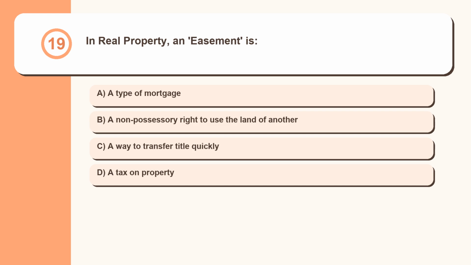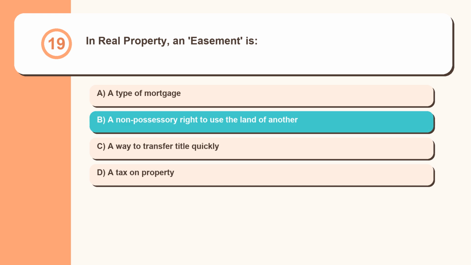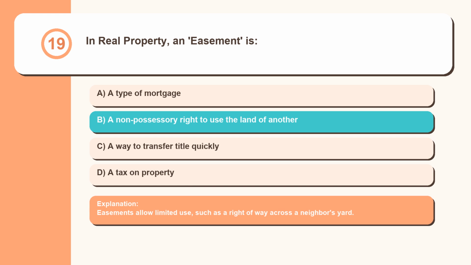Question 19. In real property, an easement is a type of mortgage, a non-possessory right to use the land of another, a way to transfer title quickly, or a tax on property. Easements allow limited use, such as a right-of-way across a neighbor's yard.